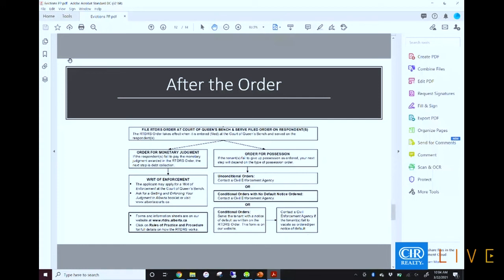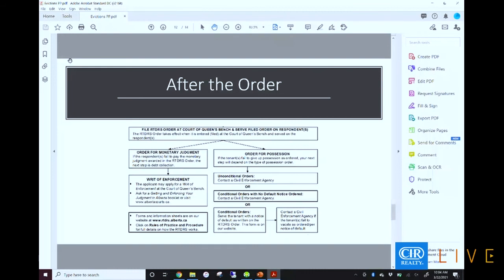So if you win, whoever wins needs to file it with the Court of Queen's Bench. The RTDRS is actually doing this for you right now, which is really nice. But in most cases, before COVID, and I'm certain probably after COVID, you will have to do this yourself. But right now, due to COVID, they are filing for you.